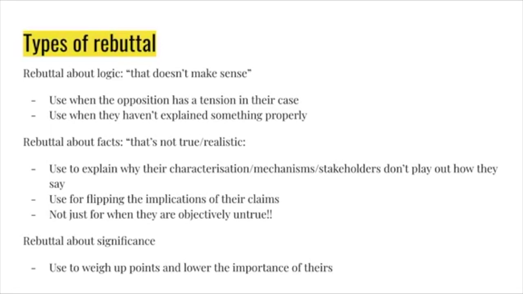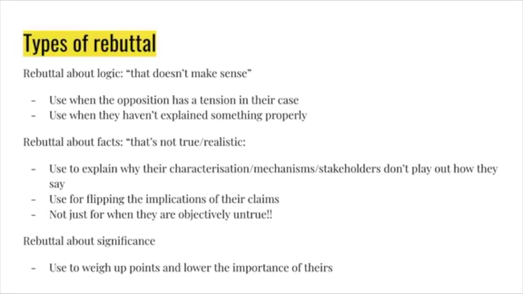I think an important note for this one is, when you're arguing about facts in debating, you don't just rebut facts that are objectively untrue. So obviously, if the opposition just lies, you can rebut that. You probably should rebut that. But you can also challenge potentially true but speculative claims about the world. So if they suggest that stakeholders will act in X way, that could be perfectly reasonable, but you can still provide reasons why it is unlikely that they do.